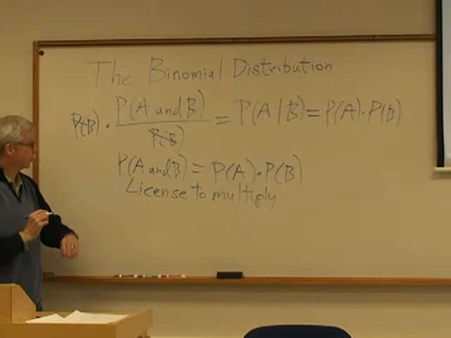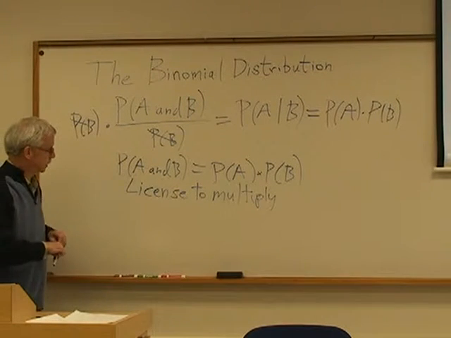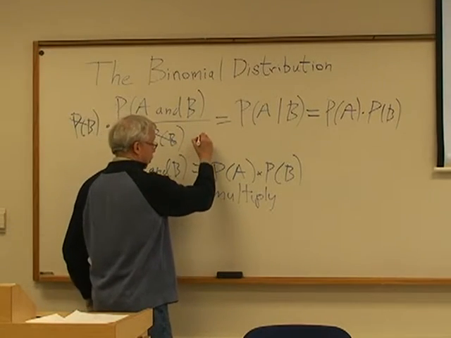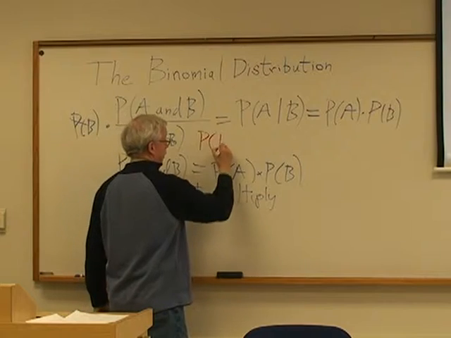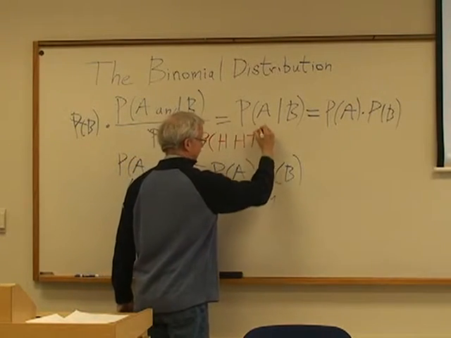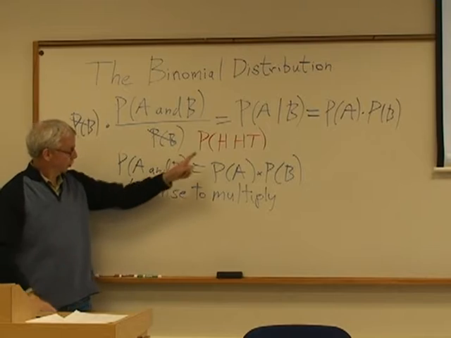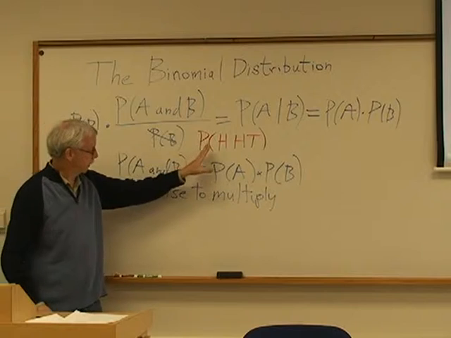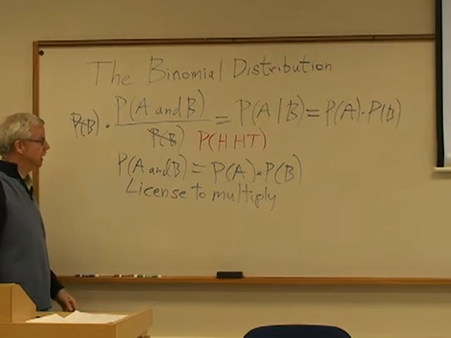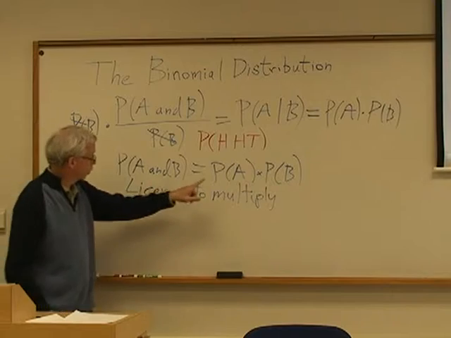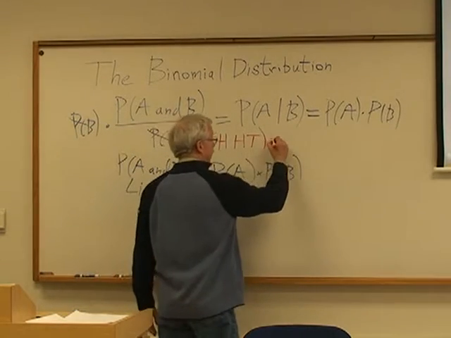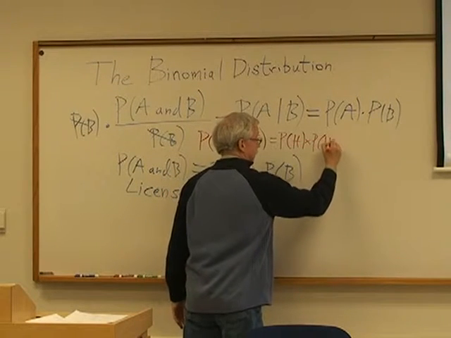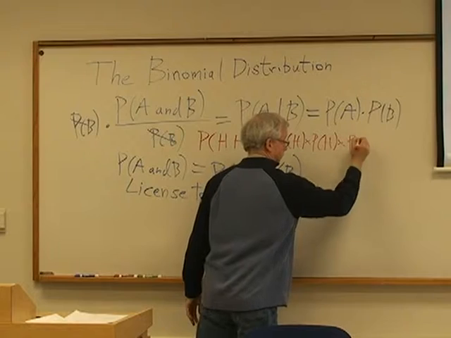License to multiply probabilities. So, for example, I'll use the example right here. Suppose I flip a coin, and I want to know about the probability of getting heads, and tails. That is, the first coin is heads, and the second coin is heads, and the third coin is tails. If I assume that the results are independent, and that's a good assumption for coin flipping, then according to this rule, I can multiply the probabilities and say that this is the probability of heads times the probability of heads times the probability of tails.